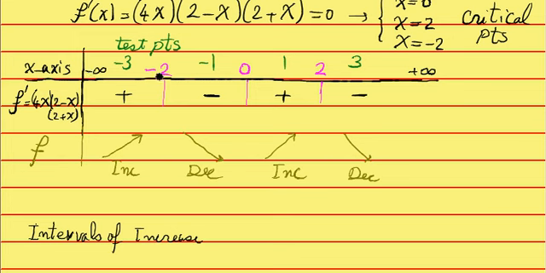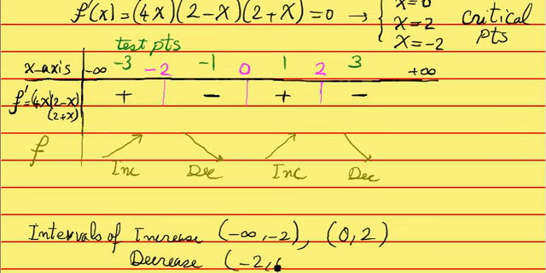From minus infinity to minus 2, I write all of my intervals, open intervals. Let's just adopt that notation. From 0 to 2, intervals of decrease, decreasing here from minus 2 to 0, and then again from 2 to infinity.